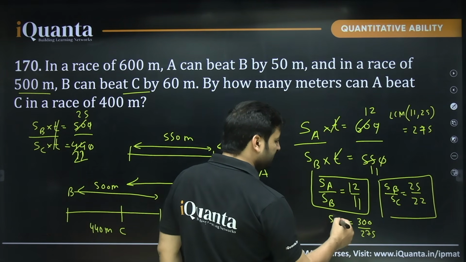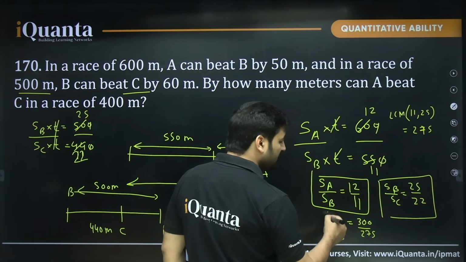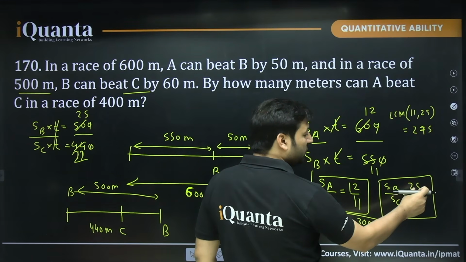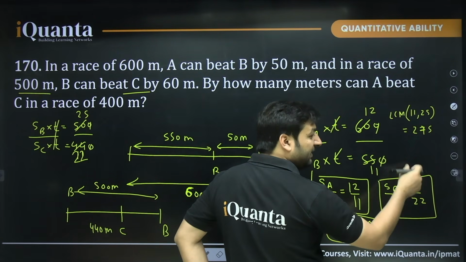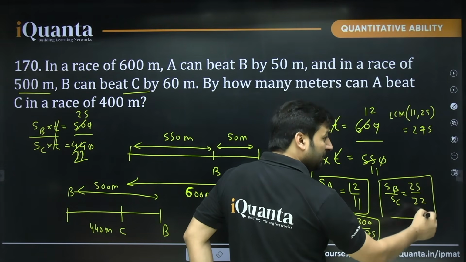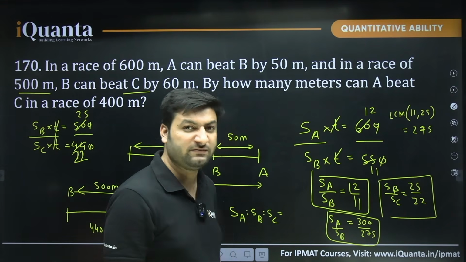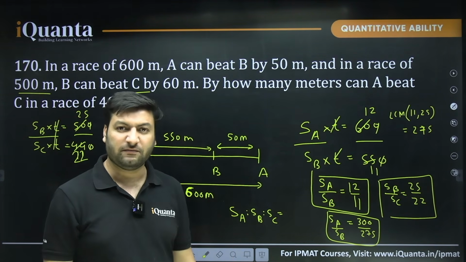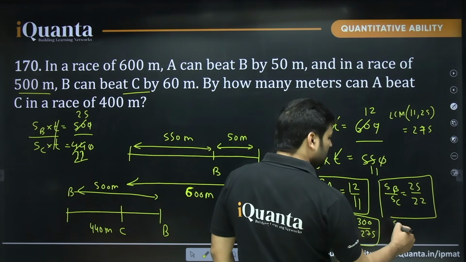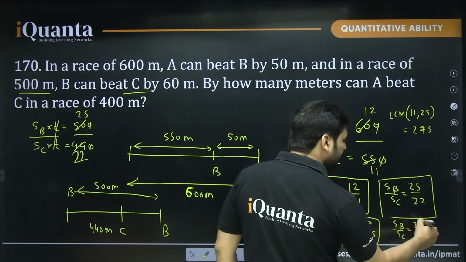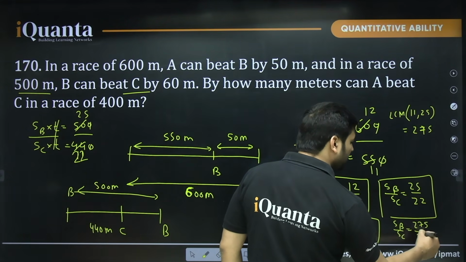So now I have the ratio of speed of A upon speed of B, which gives me this. In the second ratio as well, I have to make it 275. How do you make 25 into 275? That happens when you multiply 25 by 11. So multiply both numerator and denominator by 11, because when you multiply both numerator and denominator, there is no effect on the fraction, right? So speed of B upon speed of C will be 275 upon 22 into 11, which is 242.